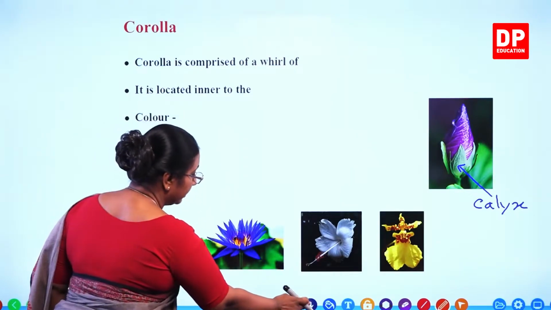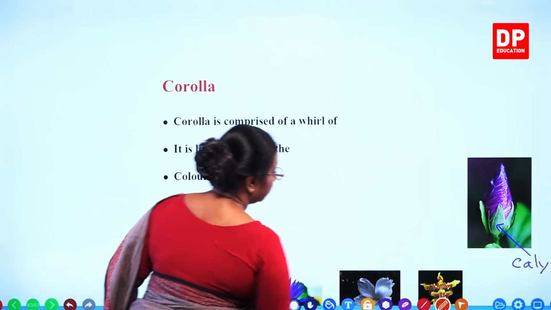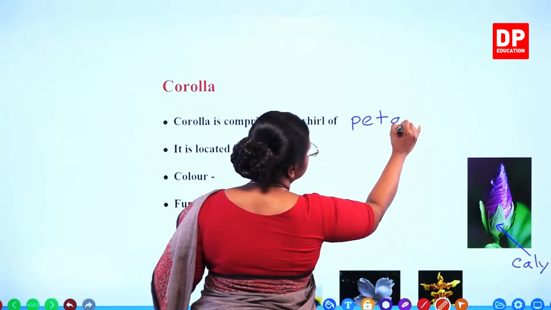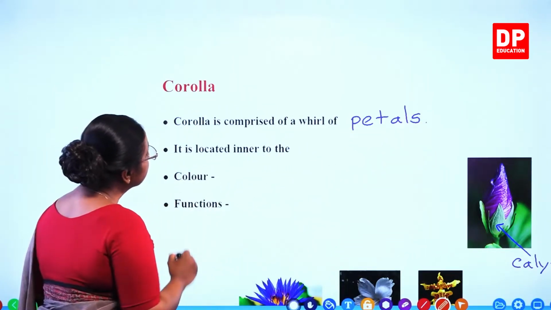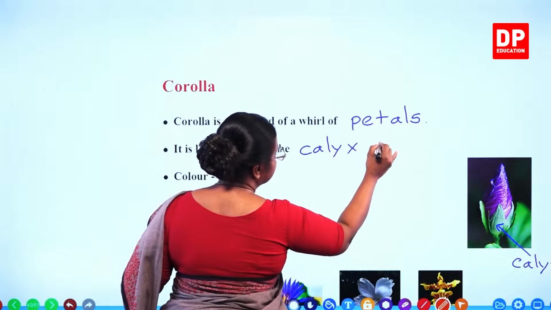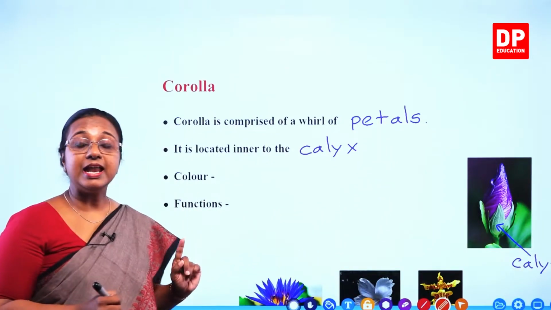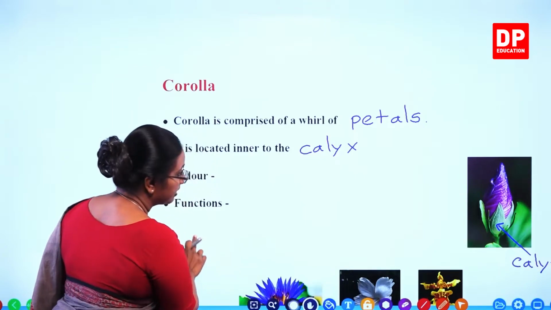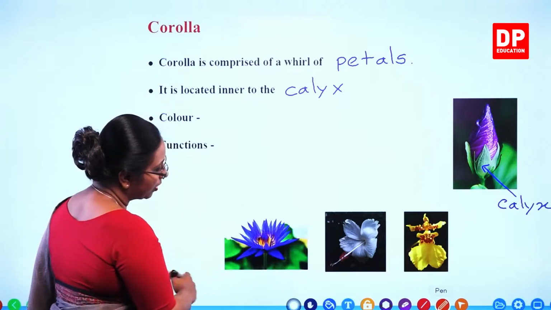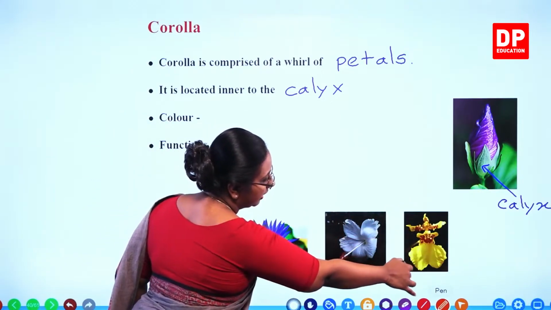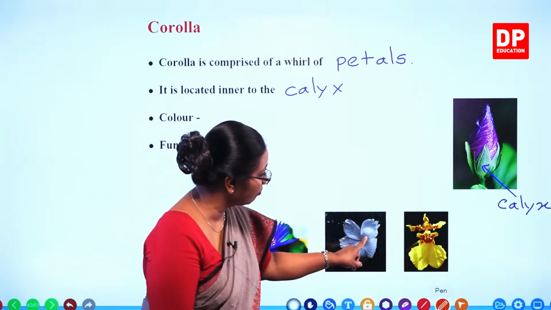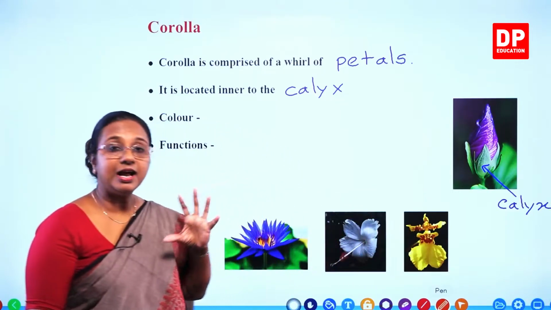So if we look at the features, corolla is comprised of a whorl of petals and it is located inner to the calyx. That is the sepals. And it can have many different colors. Here you can see students, the other pictures. Once the flower blooms, here you can see the blue water lily, then a shoe flower, an orchid, the Canadian dancer. This is blue in color. The petals are blue in color. Here it's white. Here yellow but with red color regions as well.